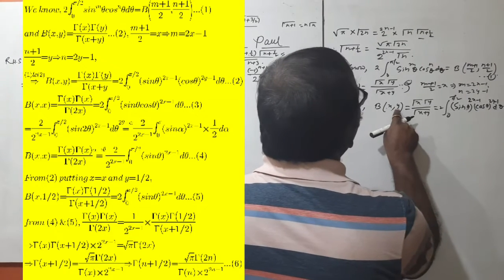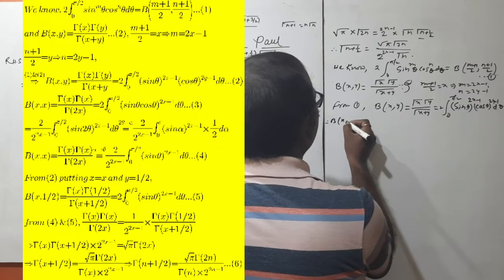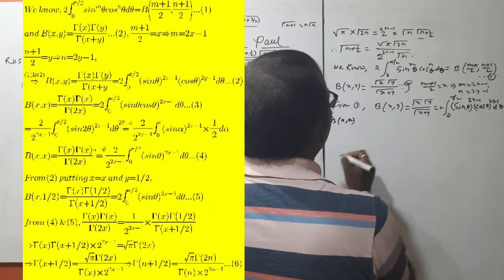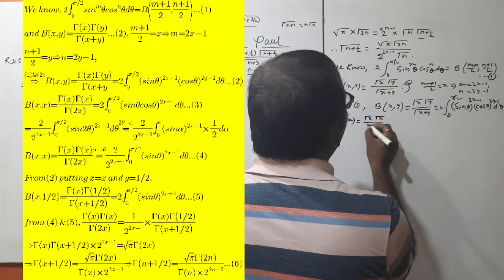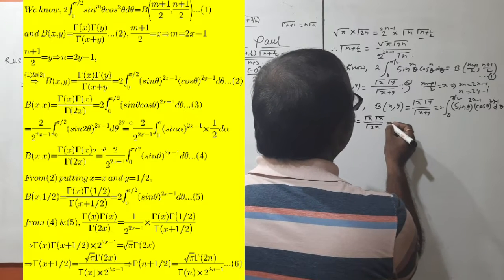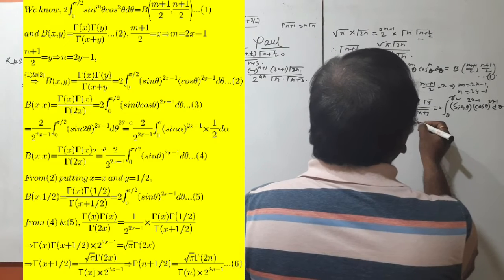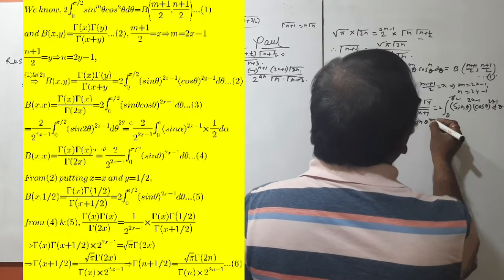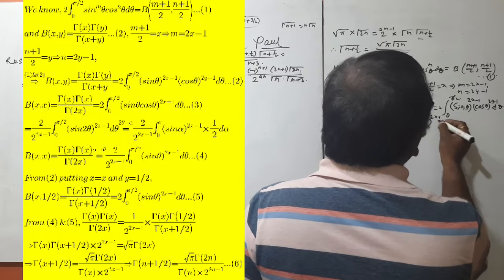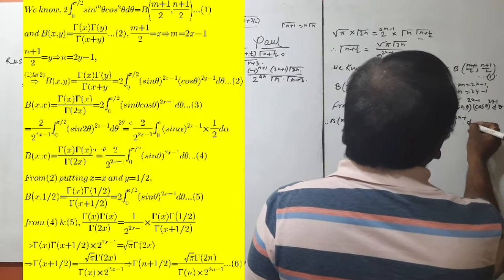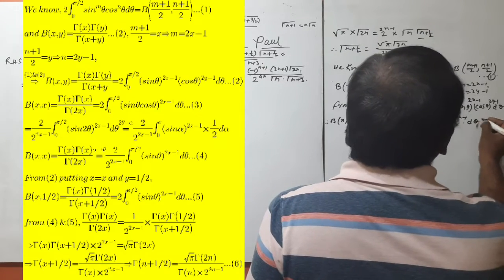Now replace here y with x, so the beta function of x comma x would be gamma x times gamma x over gamma 2x, and this is equal to the integral from 0 to pi by 2 of sine theta to the power 2x minus 1 times cos theta to the power 2x minus 1 d theta.